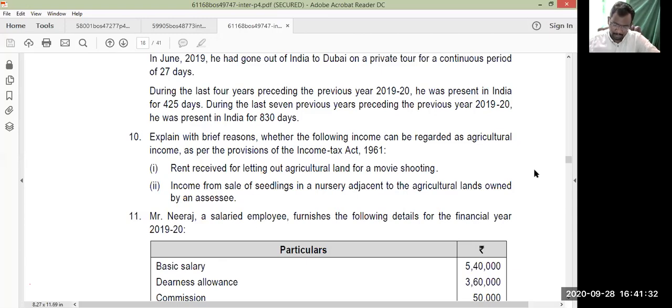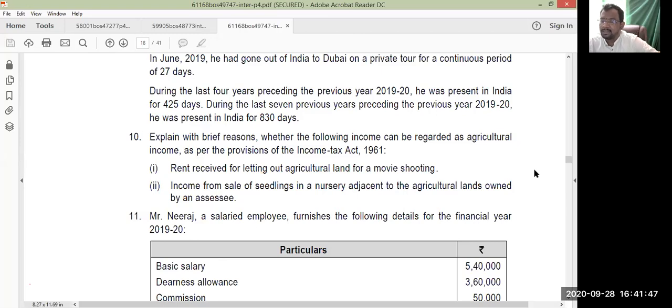Okay, now next, income from sale of seedlings in a nursery adjacent to the agricultural lands owned by an SSC. Income from the seedlings and saplings will be treated as agricultural income.